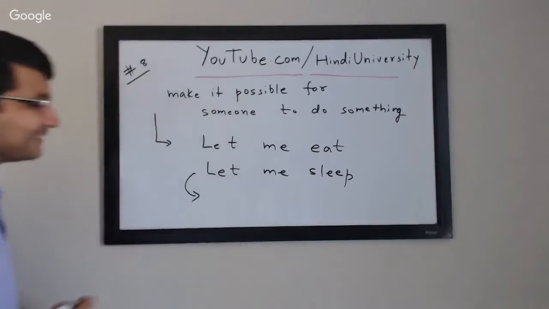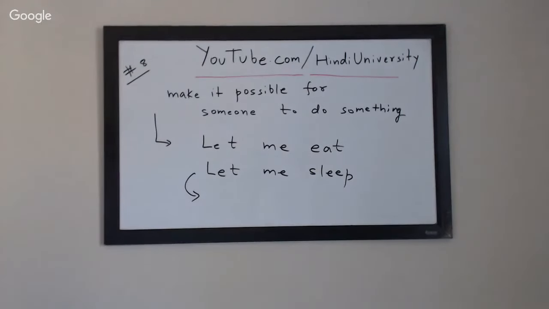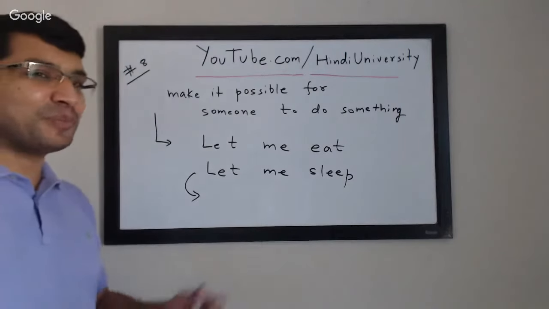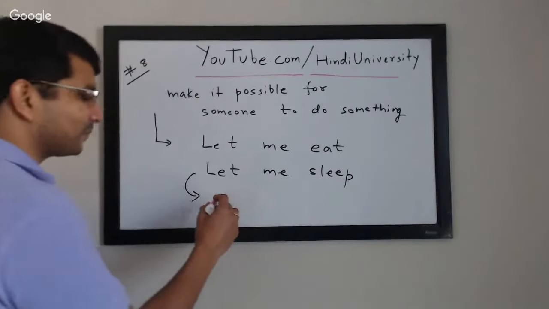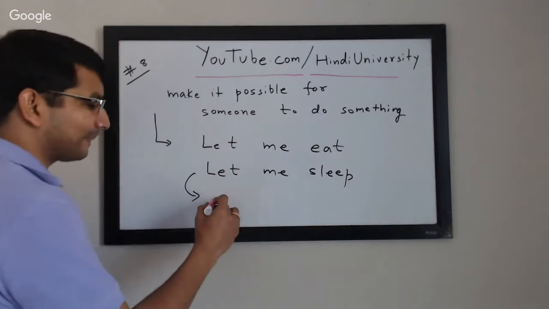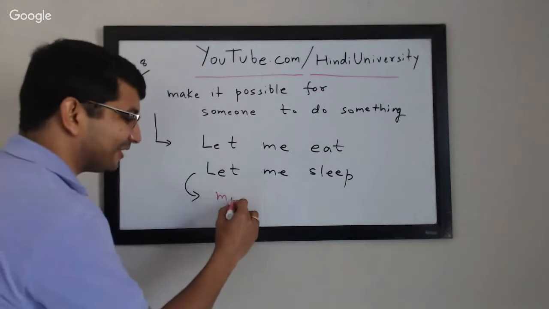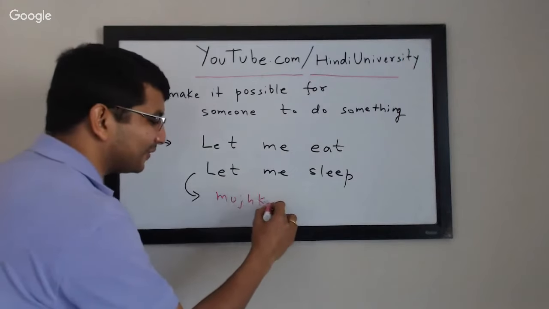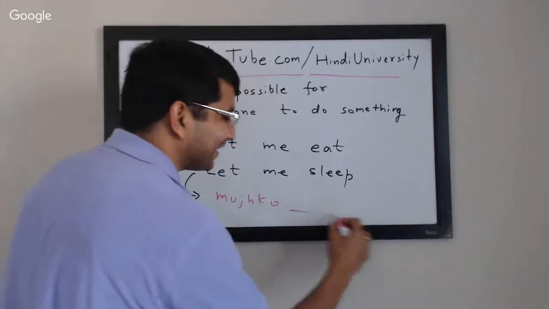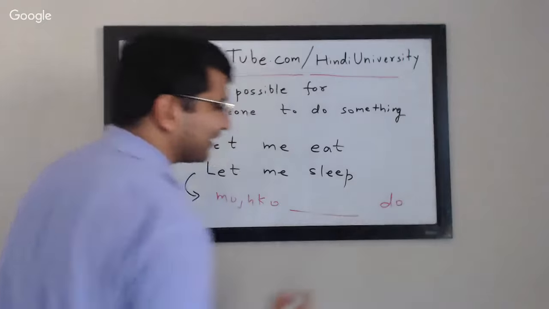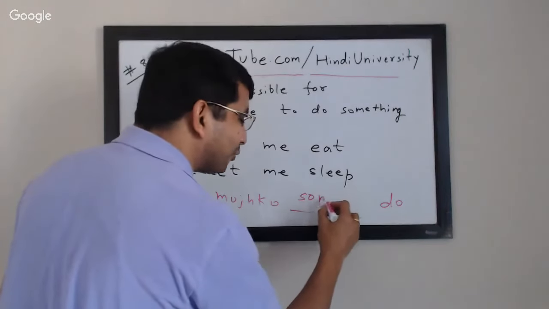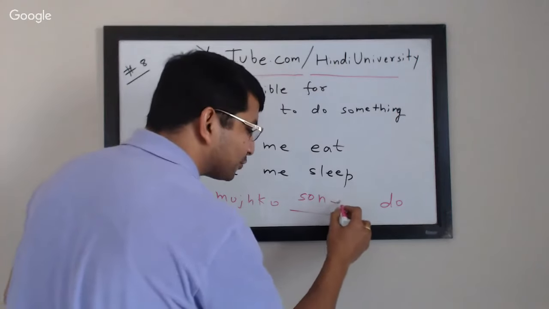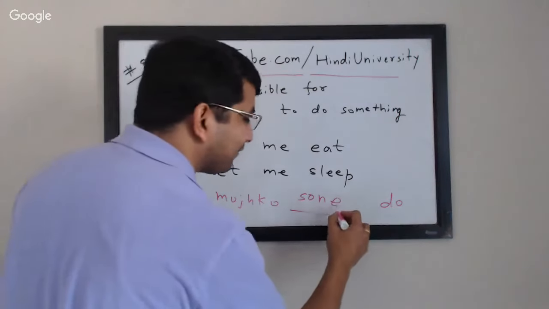Let me ask you, Liz. Let me sleep. It's the same way you say the previous types of sentences that we covered. Mujhko sona. Very good, right? Mujhko sone do. So the only change here is that the verb changes to sone. We'll cover it.